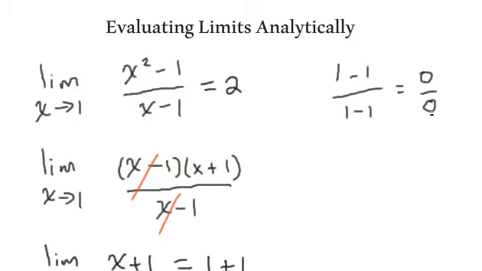So if we end up getting a 0 over 0, there's an indication that there's a hole in the graph at 1. And so what you want to do is you want to factor and cancel. Okay, factor and cancel in this particular case.